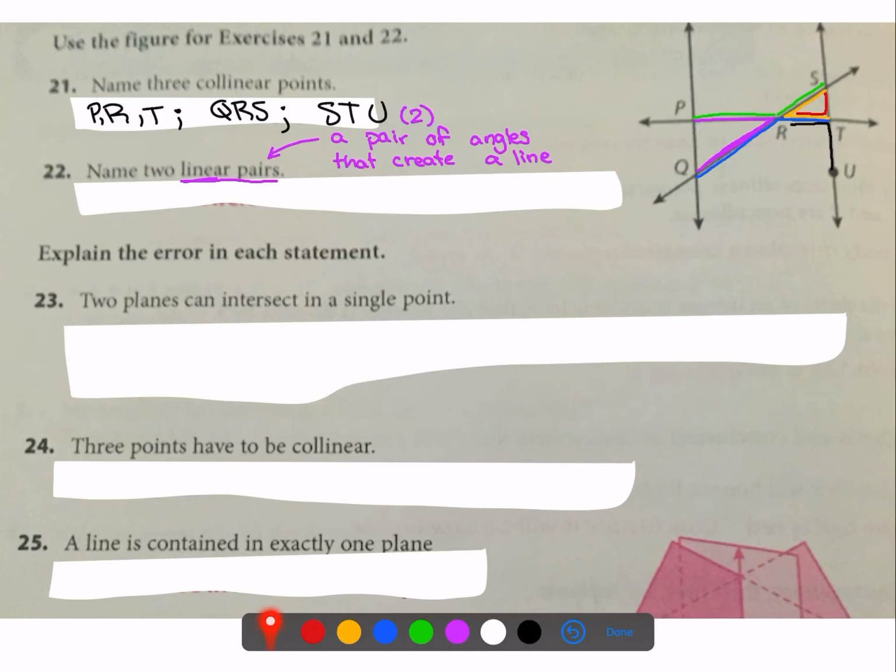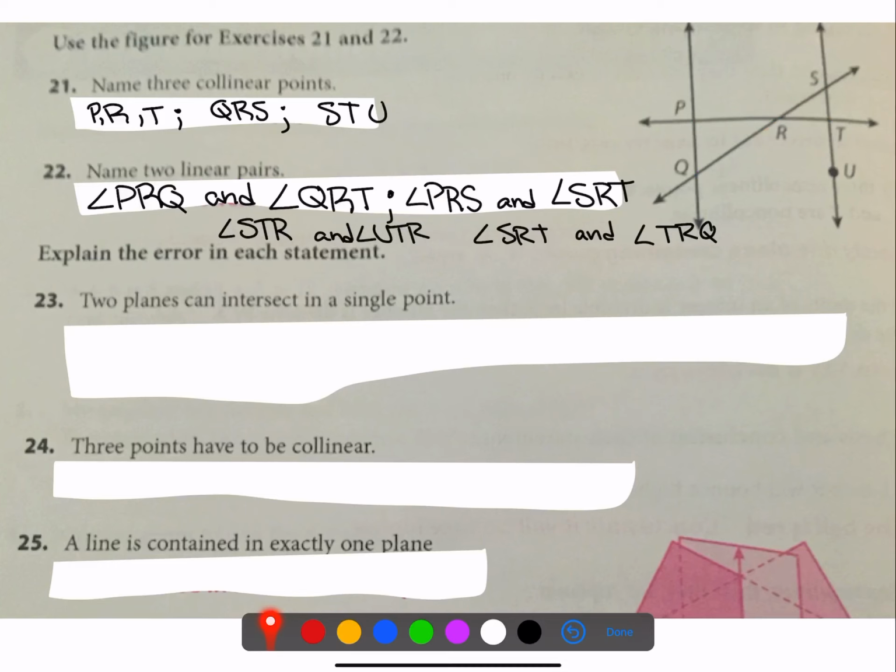I can also say that the green angle and the yellow angle, those are a linear pair as well. So lots of different choices to choose from. So I have angle PRQ, angle QRT, and then there's multiple others that we can choose from as well. Now, next we are going to explain the error in each statement.